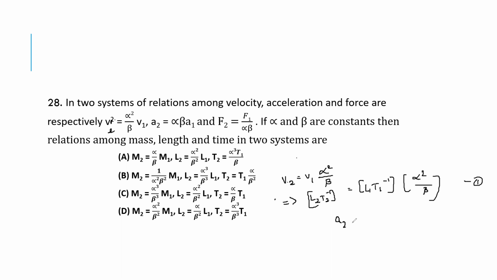Now a2 is equal to a1 alpha beta. So here it is L2 T2 raised to minus 2 is equal to L1 T1 raised to minus 2 into alpha beta. This is our equation 2.